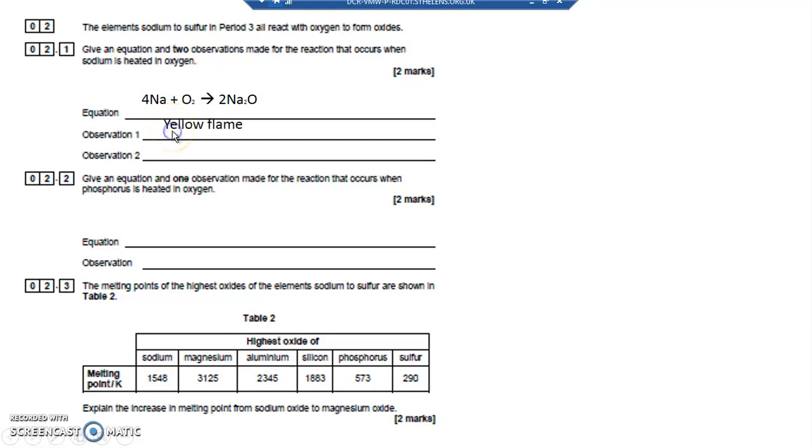Observation: it will burn with a yellow flame, and this sodium oxide is going to be a white solid, because it's not a transition metal, it's not got an incomplete 3D orbital, so it's a white solid.